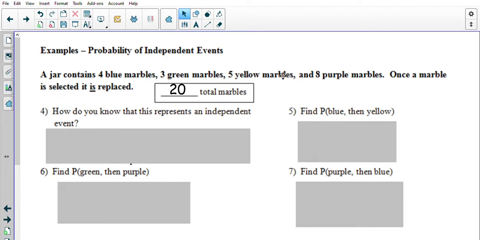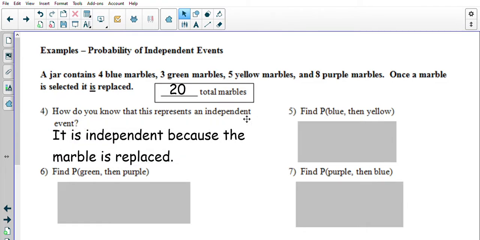Number 4, how do you know that this represents an independent event? Well, hopefully you recognize it in the directions. It says that a marble is replaced, so that makes it an independent event. So number 5 says find P blue then yellow. I did not use the word and here, but it's still going to be compound events. So what's the probability of selecting a blue marble and then a yellow marble?